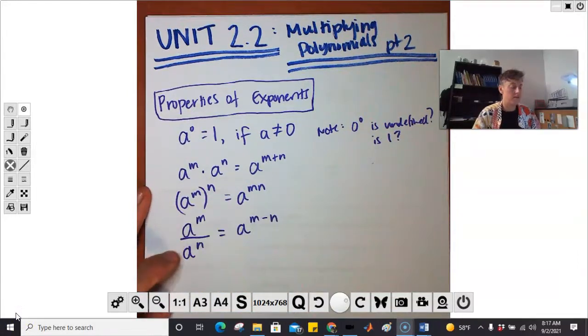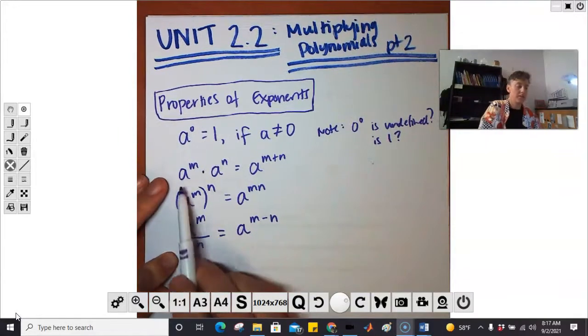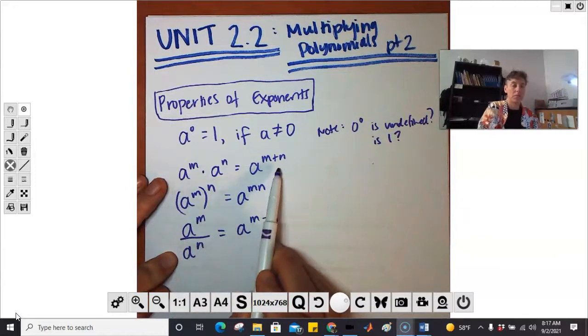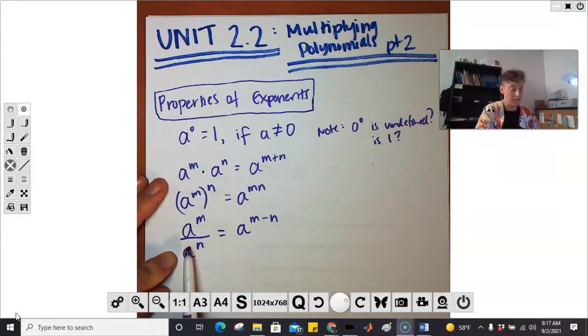Now, if we are dividing, it's going to be kind of the opposite of what multiplication was. When we're multiplying things that have the same bases, we added the exponents. If we are dividing things that have the same bases, we're going to subtract the exponents.